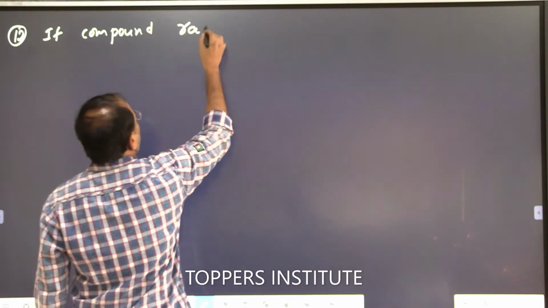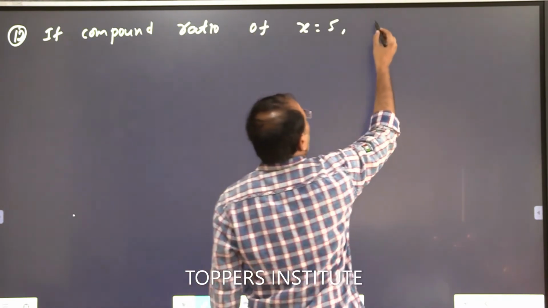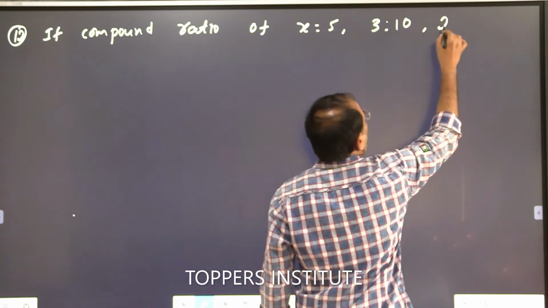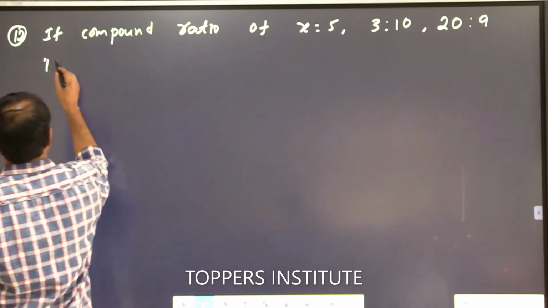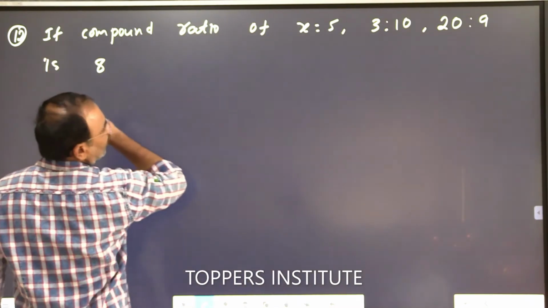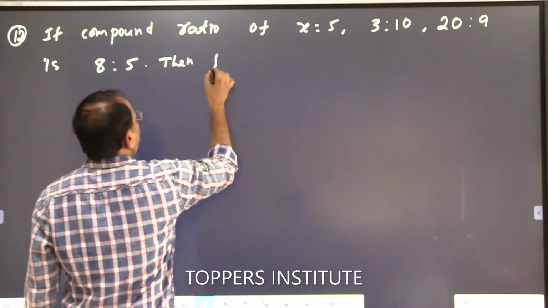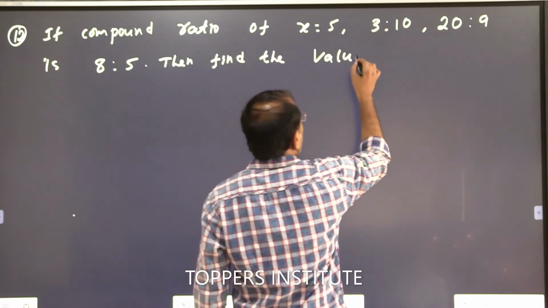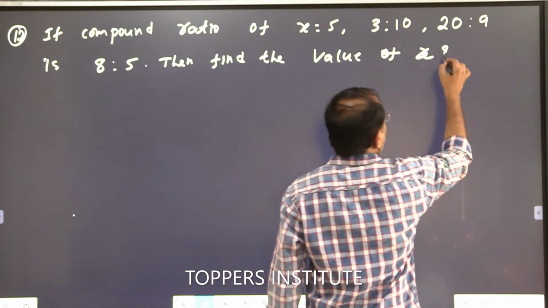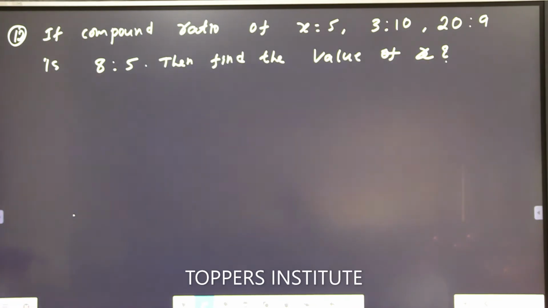If compound ratio of x:5, 3:10, 20:9 is 8:5, then find the value of x. So if compound ratio of x:5, 3:10 and 20:9 is 8:5, then find the value of x.